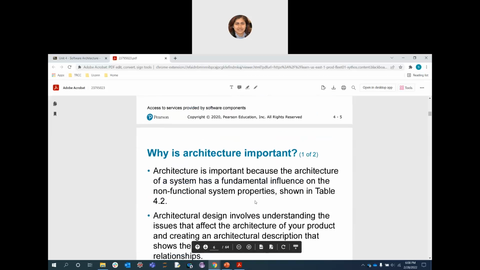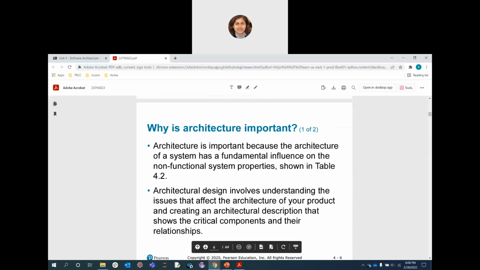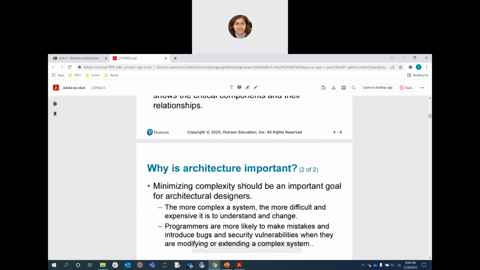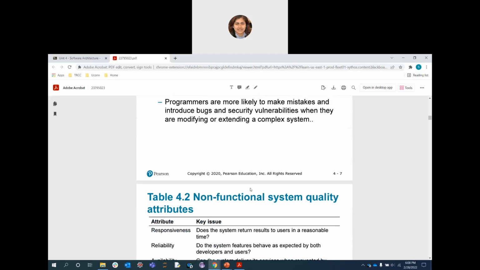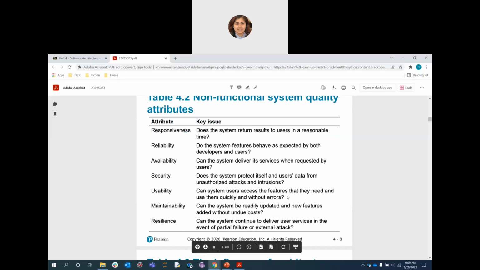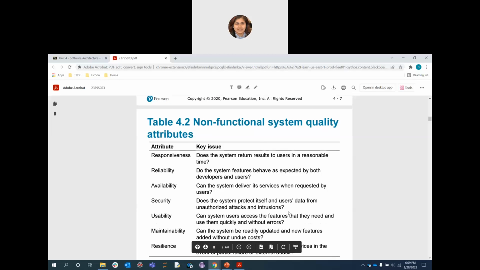Now let's see why architecture is important. Let me take you to this table. Okay, here it is, table 4.2. Why is architecture important? There are some non-functional system quality attributes. These attributes basically explain why architecture is so important.